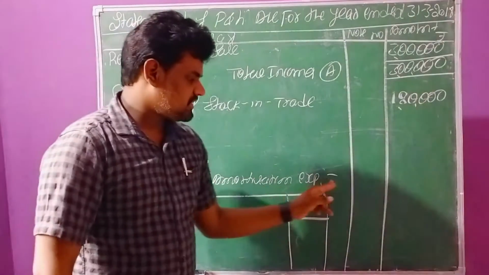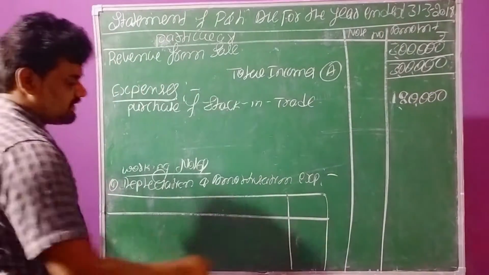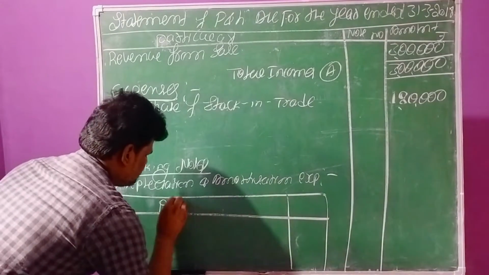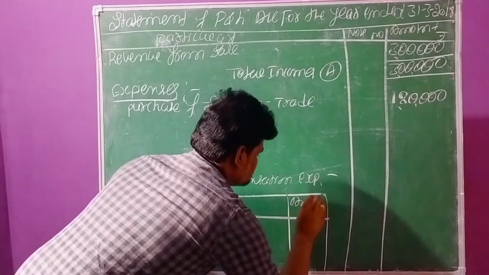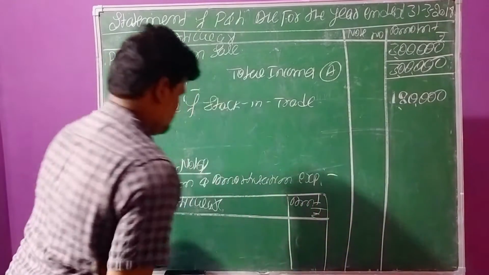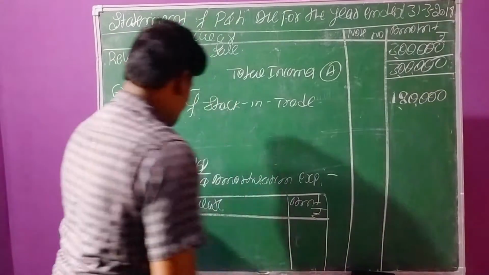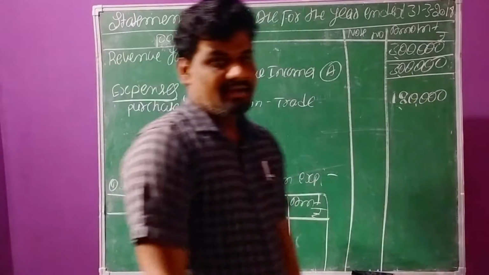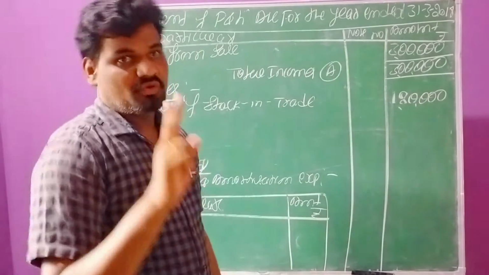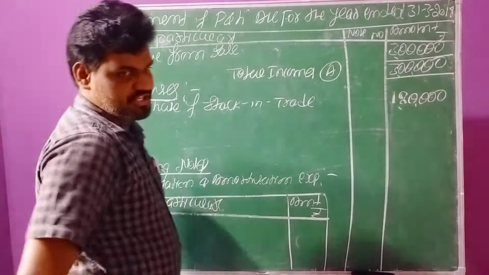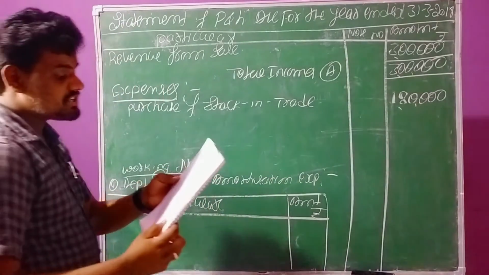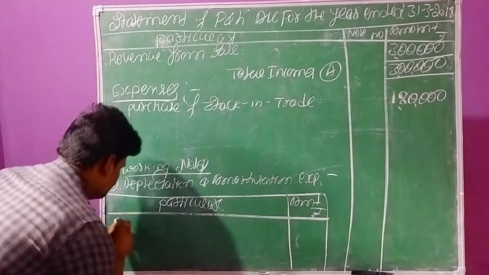Depreciation and amortization expenses. You have to take the format, particulars and amount column. Under that there are two transactions. Both the transactions are related to depreciation and amortization. Now you have to record depreciation on plant and machinery.